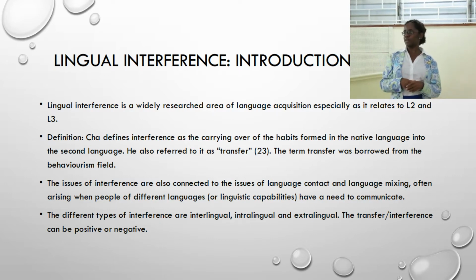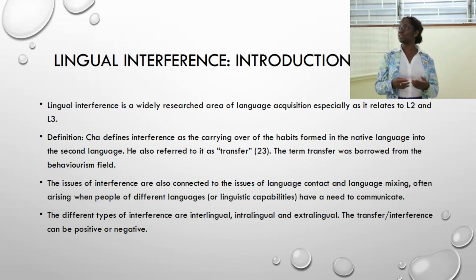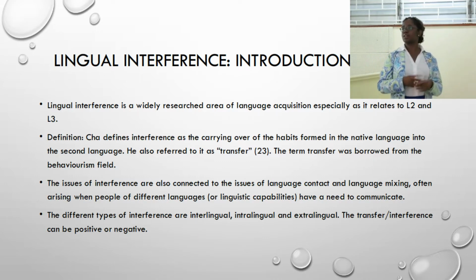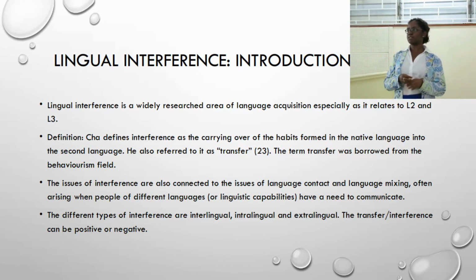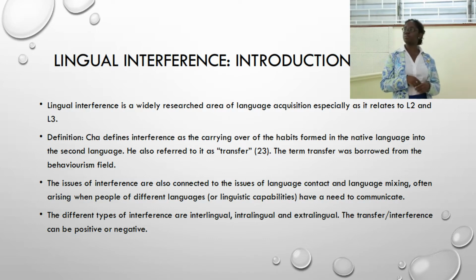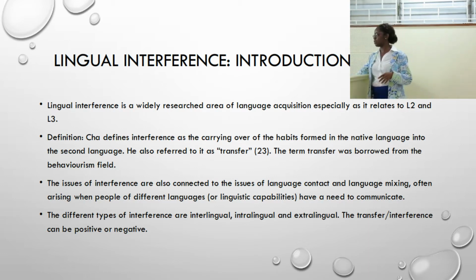The issues of interference are also connected to the issues of language contact and language mixing, which often arise when we have people with different language backgrounds and linguistic capabilities that have a need to communicate. The different types of interference are interlingual, intralingual, and extralingual. And transfer can be positive or negative or both, depending on the structure of the language.